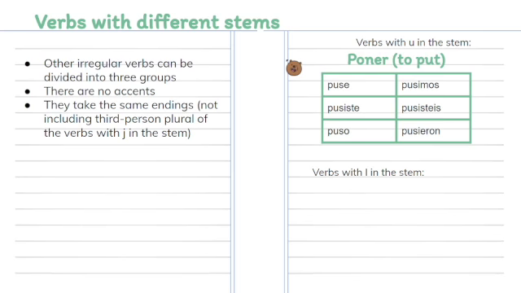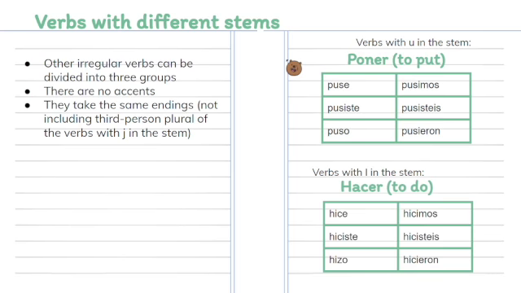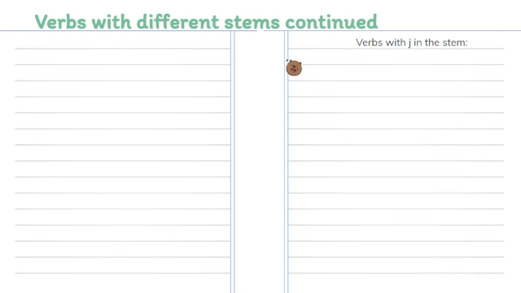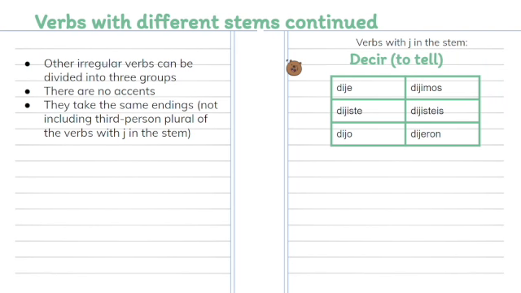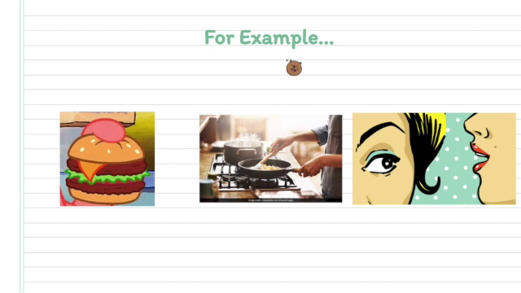Verbs with I in the stem, for example, hacer, which means to do, would be hice, hiciste, hizo, hicimos, hicisteis, hicieron. Verbs with J in the stem, for example, decir, would be dije, dijiste, dijo, dijimos, dijisteis, and dijeron.